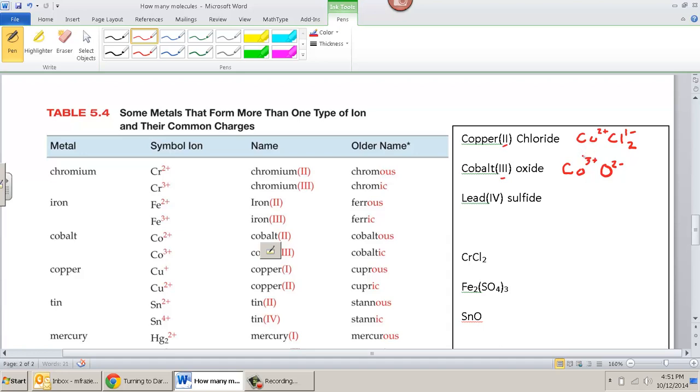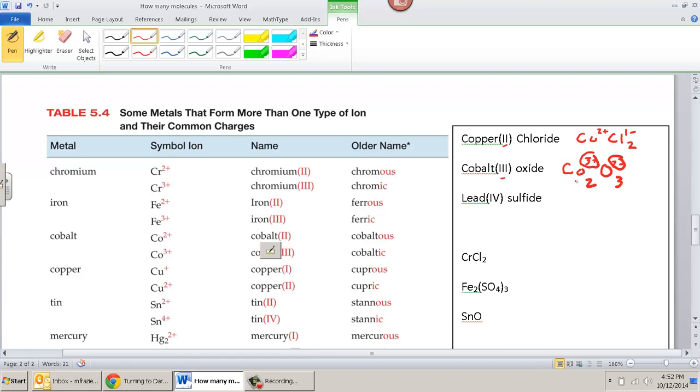Now this one is a really good example of the simple crossover technique that we talked about. So you take the 3 that's here for the positive charge on the cobalt, and you move it down here, and it'll become the subscript for the oxygen. And then likewise, you take the 2 here for the oxygen, and it's going to come down here and be the subscript for the cobalt. So the formula for cobalt 3 oxide is Co2O3. Co being cobalt, not carbon and oxygen, but cobalt.